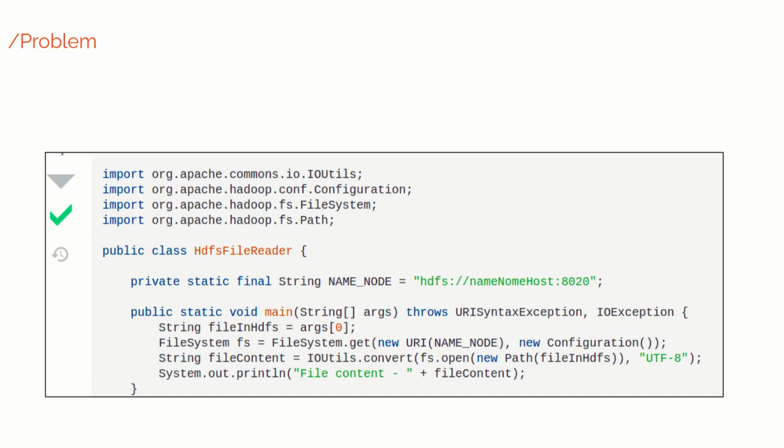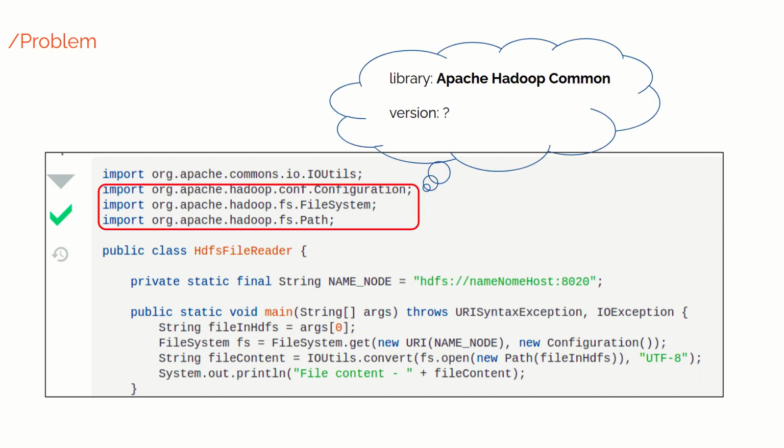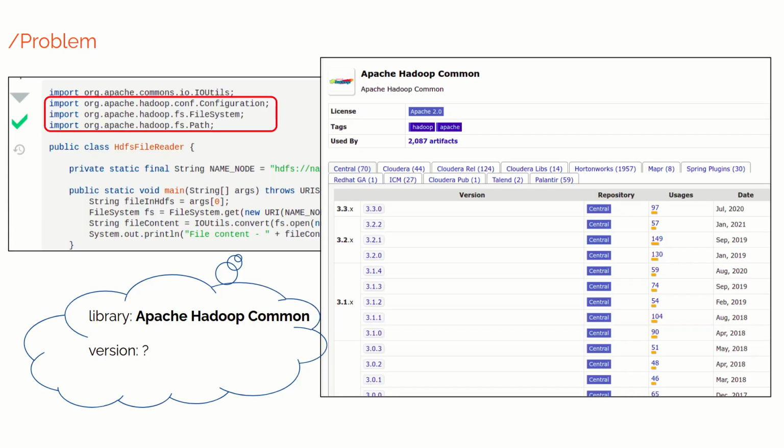For example, in the following code snippet, just by looking at the import statements, we can know which library is used. In this case, it's Apache Hadoop. However, it's not trivial which version of Hadoop is being used, especially when we look for Hadoop in its package manager, which is Maven in this case. We find that Hadoop has many versions.